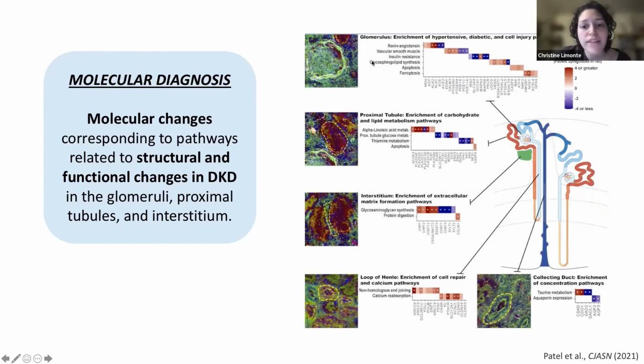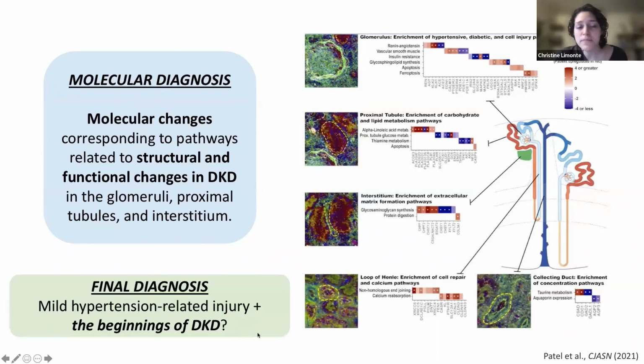For example, pathways involved in the renin-angiotensin system and insulin resistance were enriched in the glomerulus. And overall, molecular changes were present that were reflective of adaptive responses to diabetes in the glomeruli, interstitium, and proximal tubules. And moreover, these changes correspond to pathways that have been linked to structural and functional changes in diabetic kidney disease. So perhaps the actual final diagnosis was mild hypertension-related injury and the beginnings of diabetic kidney disease.